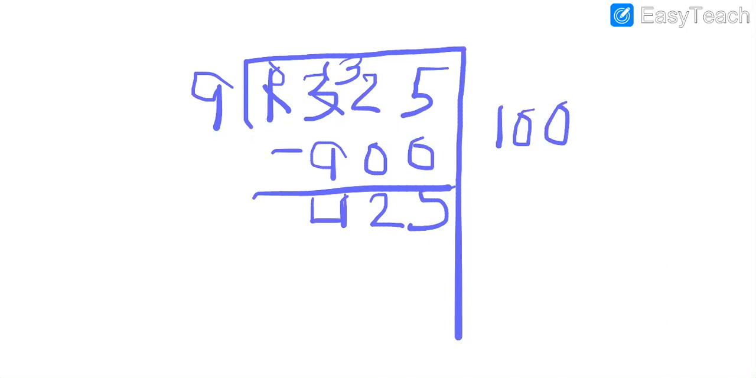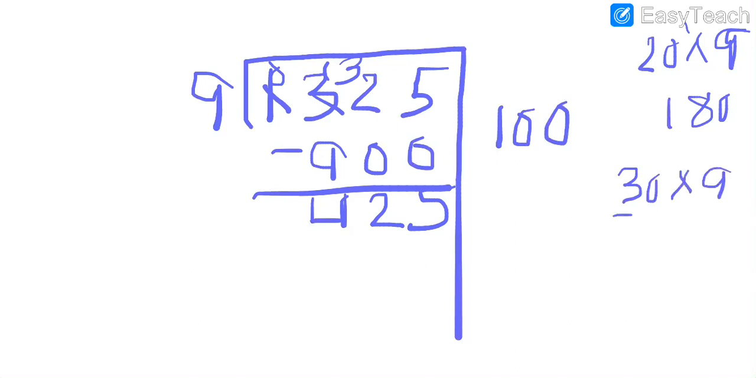Okay. Now, we want to get close to 425. But again, we're thinking about 9's facts. So we know that 9 times 10 is 90. So if we did 20 times 9, I'm going to, over here on the side, think about this. 20 times 9 would give me, sorry about the messy handwriting, 180, right? Okay, that's getting there, but not quite. So 10 times 9 is 90. If we did 30 times 9, it would be, use that little magic trick, 3 times 9 is 27, add a 0, 270.